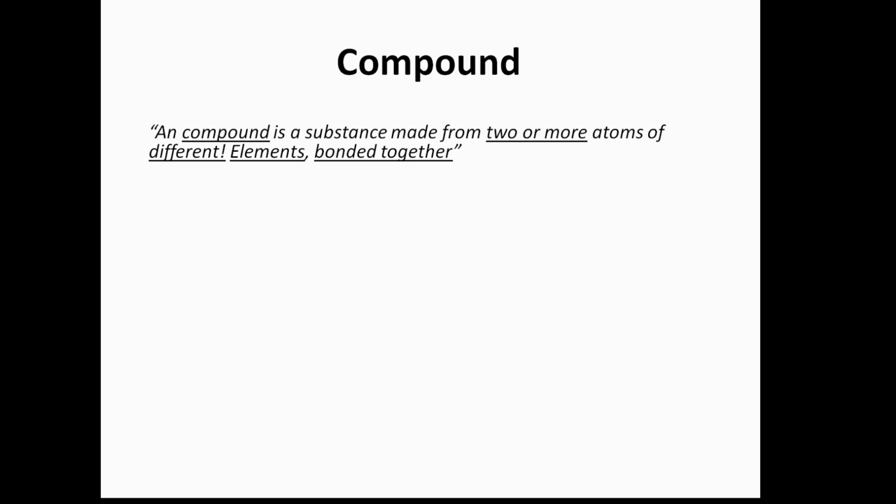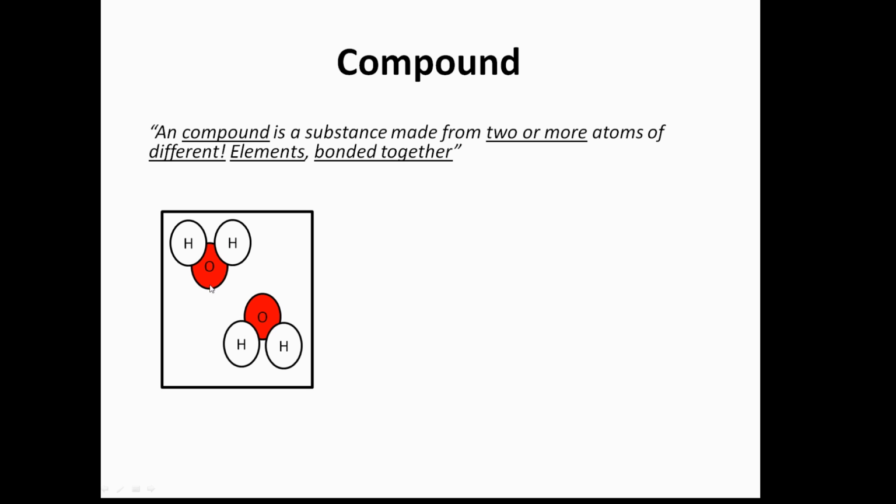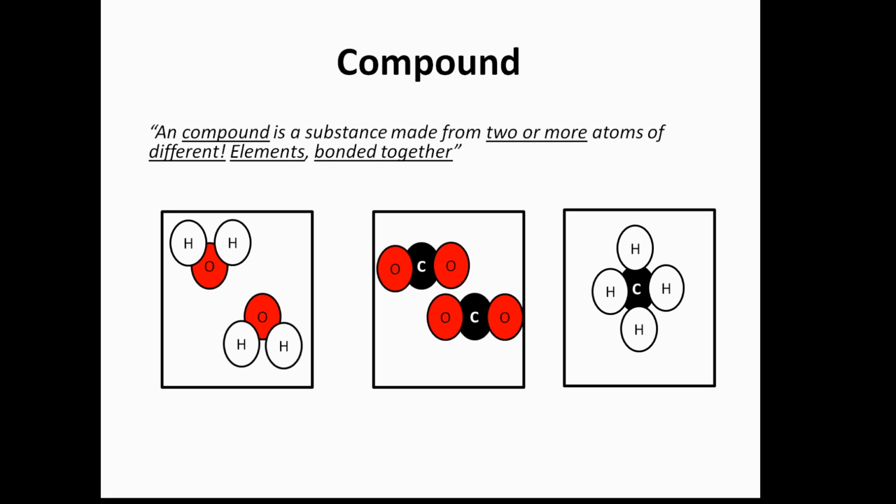So, a definition that you need to know. A compound is a substance made from 2 or more atoms of different elements bonded together. Different, with an exclamation mark there, because it's something we need to be aware of. So a compound is different elements bonded together. And here we've got our example of water: oxygen, hydrogen, hydrogen. You can see this is different from a molecule because we have more than one type of atom. Then carbon dioxide, and this last one is called methane. Here we've got carbon and hydrogens joined together.